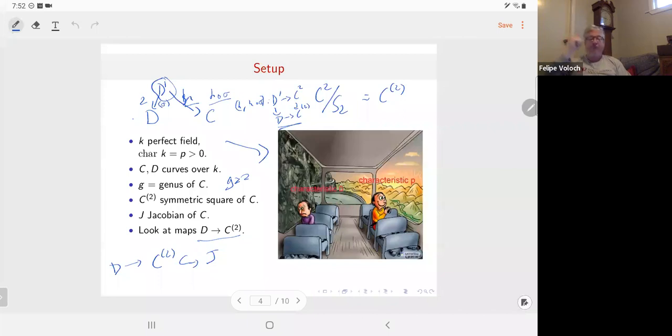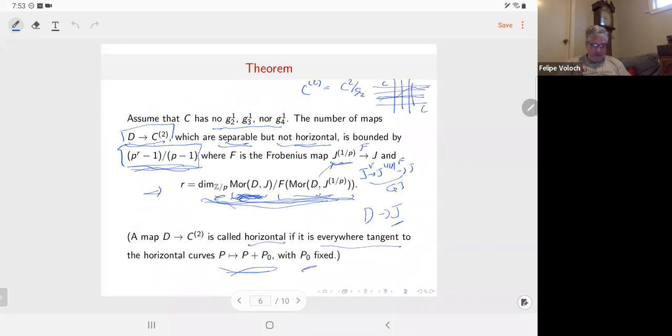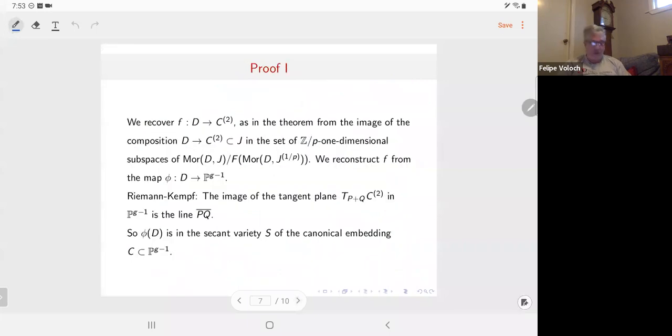If I wanted to count maps from one curve to another curve, I can use Franke's theorem. In fact, the techniques that I'm going to use to prove my result also give you Franke's theorem with an explicit bound. But I'm doing more. I'm not fixing D prime. I'm just fixing D and letting D prime vary over all the double covers of D. Okay, so that's the theorem. So let's see how the proof works.